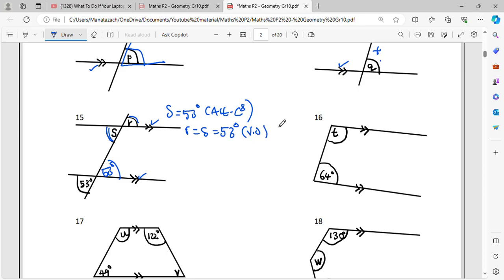And then let's go to question 16. Two parallel lines. That means angle 64 plus angle T should give us 180. The reason for that, they are co-interior angles. So that means T is equal to 180 minus 64. So T is 180 minus 64, which is 116 degrees.